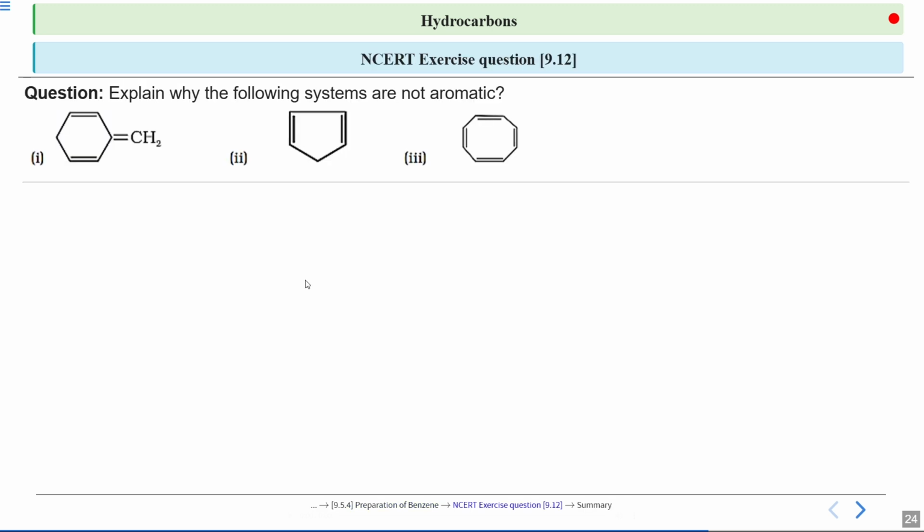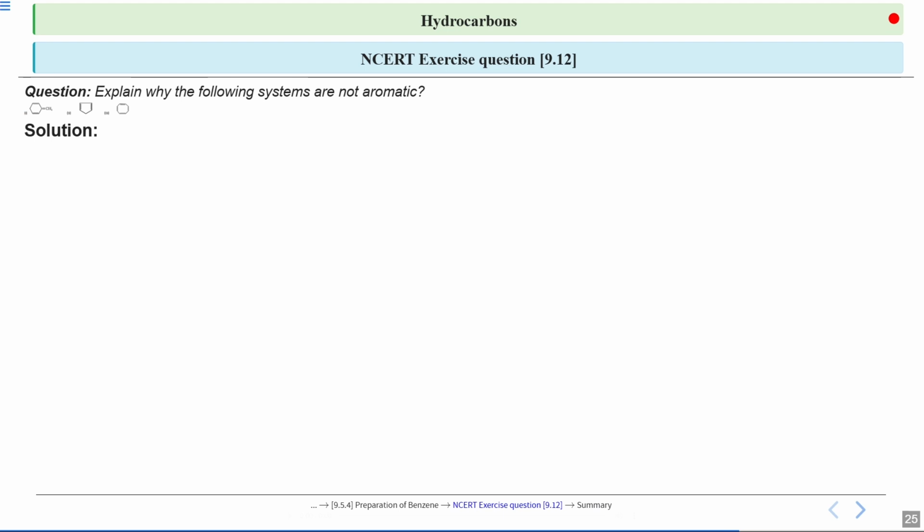Now we will see a question here. Let us clear the concept by practicing a question. Here you are provided with 3 structures and you have to tell why they are non-aromatic in nature. Before the solution, this question is about aromaticity in organic compounds. We are asked to explain why the systems shown in the image are non-aromatic. Aromaticity is a special stability found in some ring-shaped molecules, and understanding why a compound is or isn't aromatic is important for chemistry, especially when we talk about electron delocalization and molecular stability.